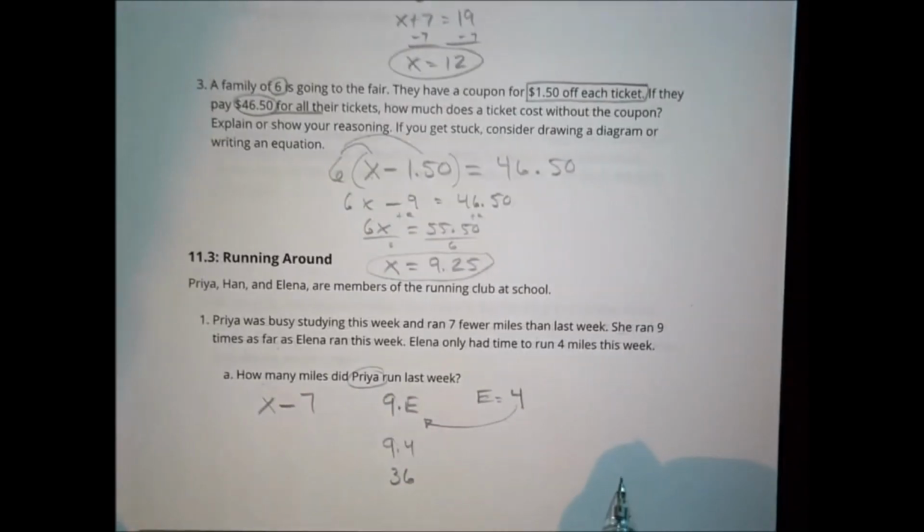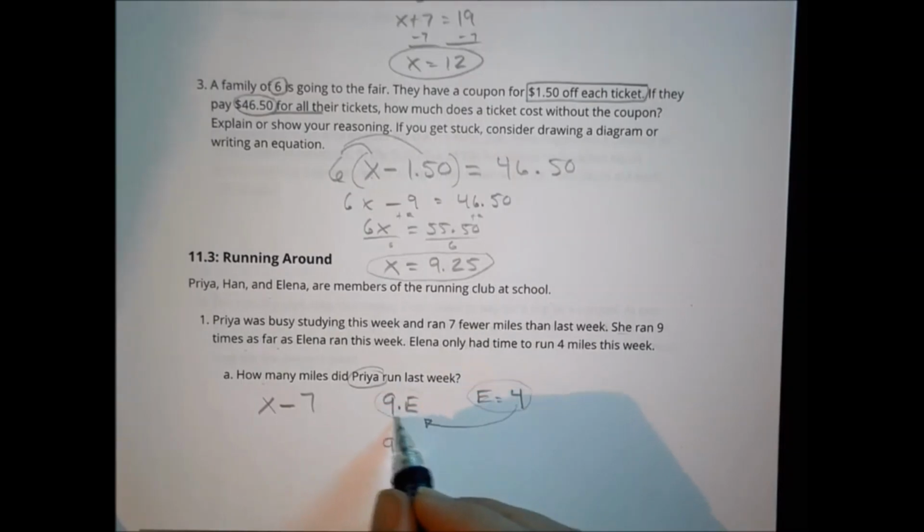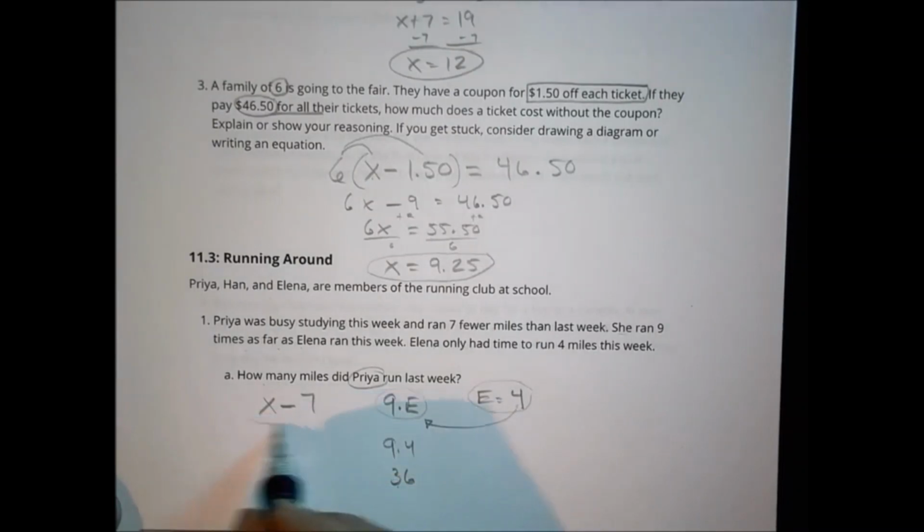Okay, so that's this week. This week she ran 36. Elena ran 4 this week. Priya ran 9 times that, which is 36 this week. But when we look at last week, we know that it's x minus 7.